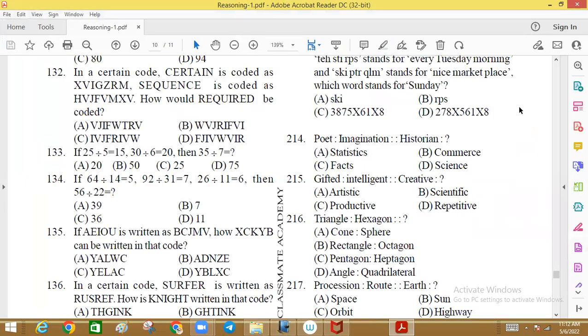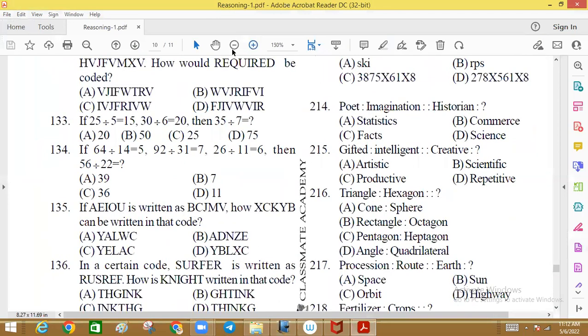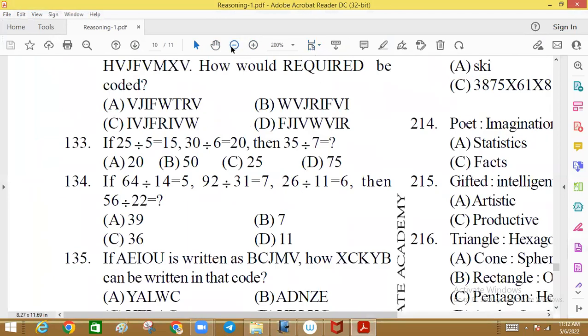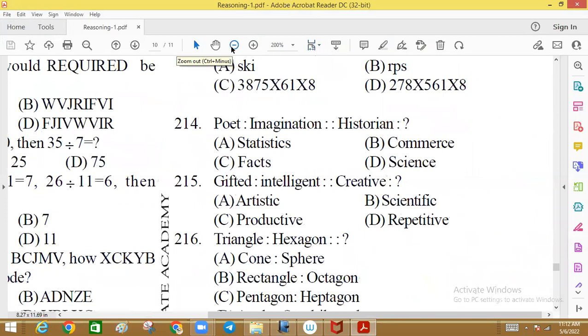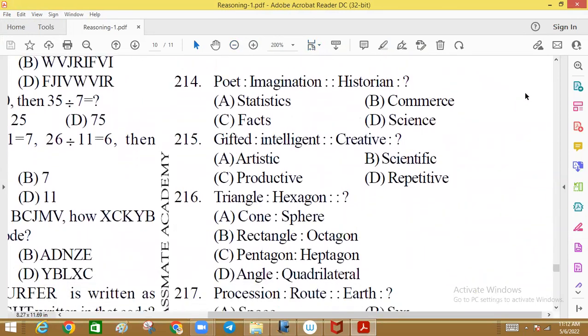So what I'm going to do is keep this PDF as it is, and no need to write, because the approach is important. Question 214. Poet, imagination, historian, what? What is the relation between poet and imagination? It's a general knowledge question. It's not a subject question.